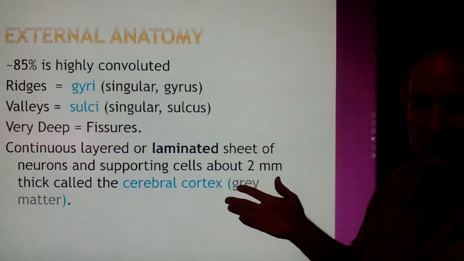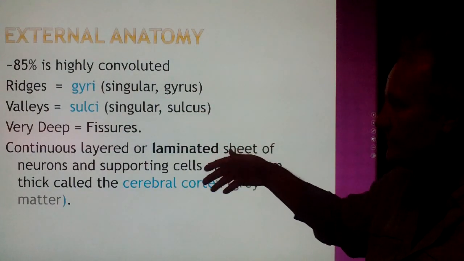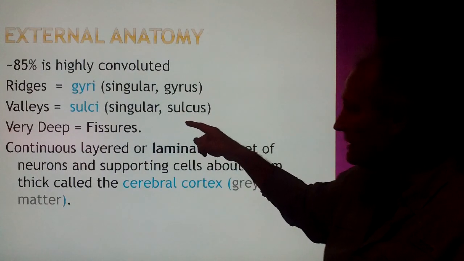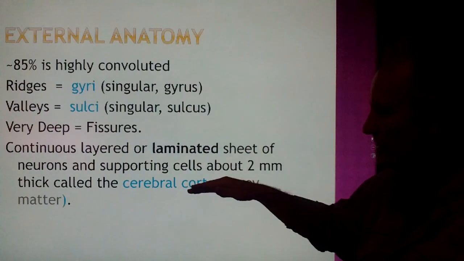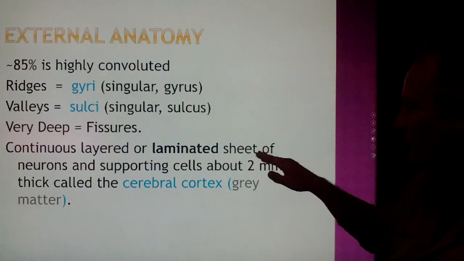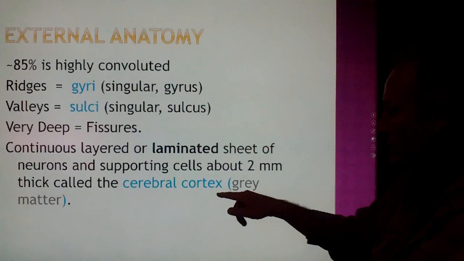Okay. What about the external anatomy of the brain? Most of it is highly convoluted. So the ridges are gyri, gyrus is singular, and sulci or sulcus are the valleys. The very, very deep ones are fissures, just to review this stuff. And then there is a continuous layer or laminated sheet of neurons on the upper 2 millimeters that's called gray matter.